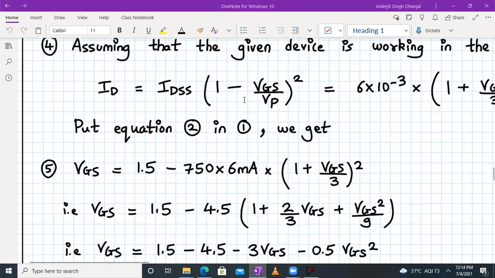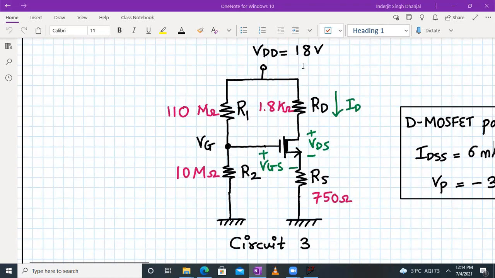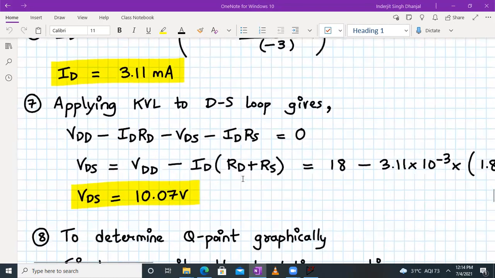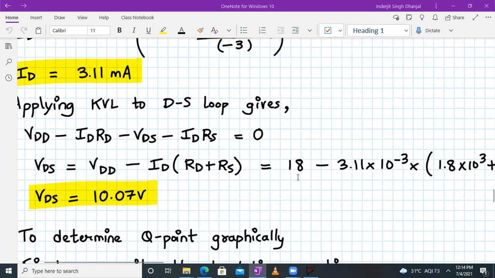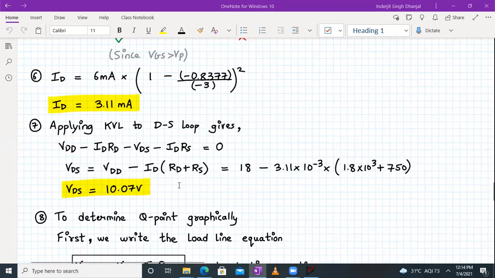Next, we apply the KVL to the drain source loop. Let me show you the output loop. It will be VDD minus ID RD minus VDS minus ID RS is equal to 0. So VDS will be equal to VDD minus ID times RD plus RS. You plug in all the values, you will get the value of VDS as 10.07 volt.